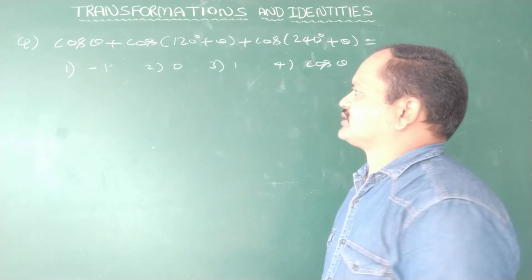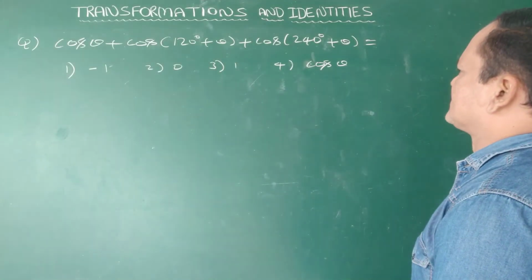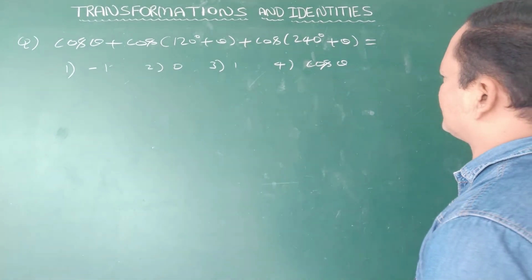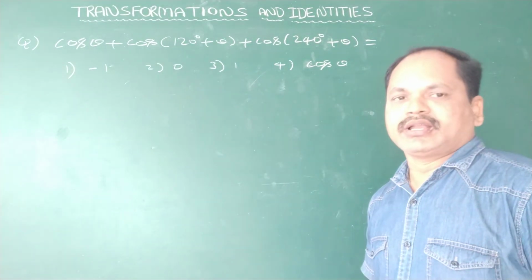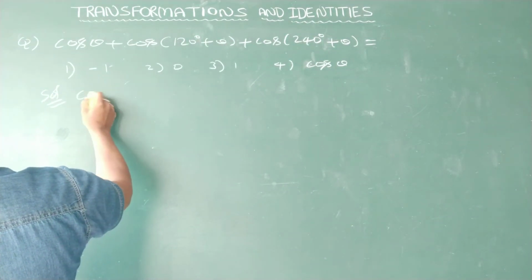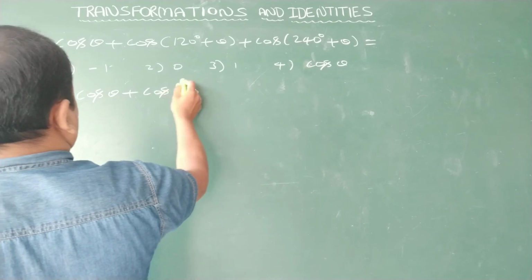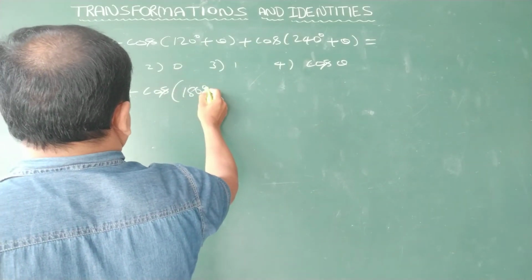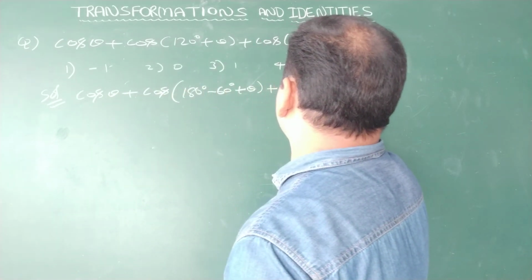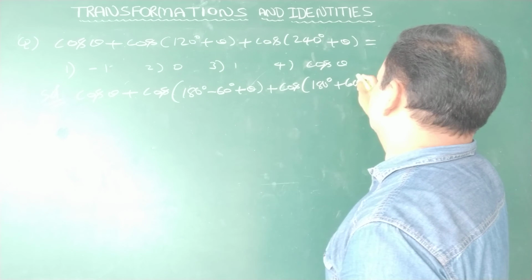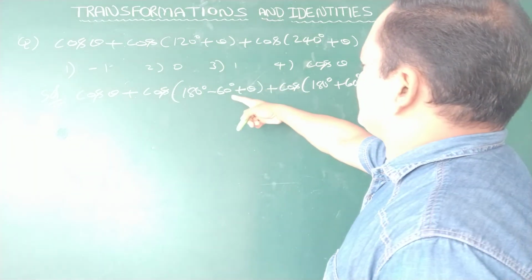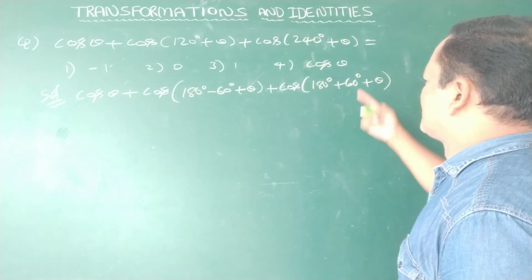Now observe the question: cos theta plus cos (120 plus theta) plus cos (240 plus theta) is equal to, first option -1, second option 0, third option 1, and fourth option cos theta. Now we solve this question. Cos theta plus, now 120 can be written as 180 minus 60, plus theta, plus here 180 plus 60 plus theta. Is that clear? Since 120 is nothing but 180 minus 60 and 240 is 180 plus 60.